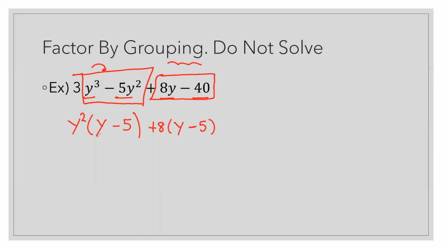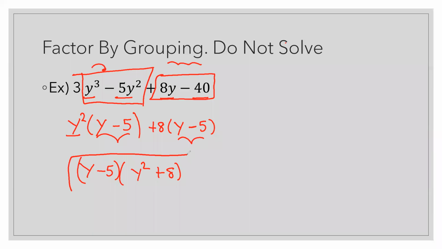So do we have a repeating factoring term? Yes, we do. We have y minus 5, right? So it's going to be, just write out the repeating factoring term. Bring down your leftover, which is a y squared and a plus 8. And that's it.